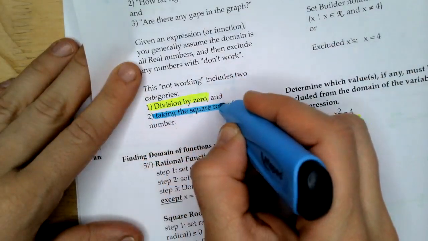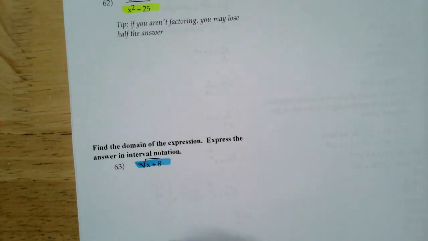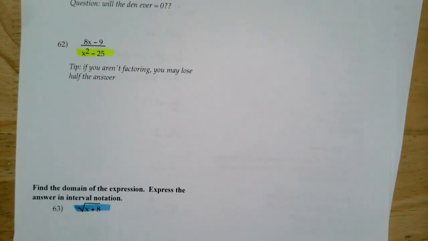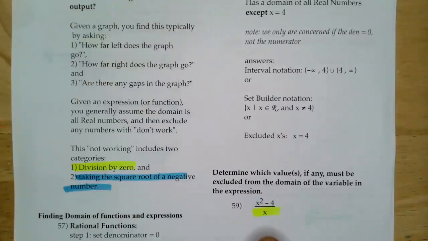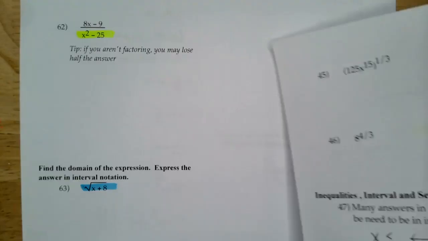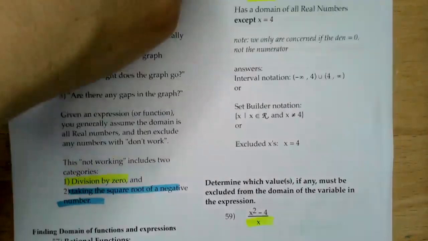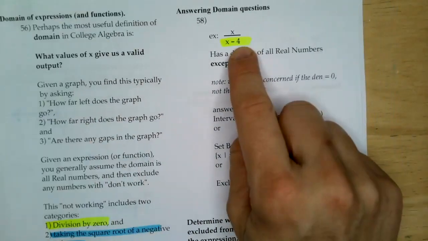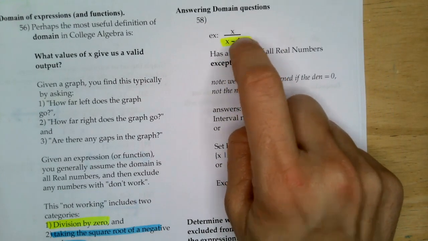taking the square root of a negative number, okay? Here we have a square root. We don't want that to be negative. If you don't have any variables in your denominator, no variables under a radical, you just say all real numbers, okay? But we can't say that because we see that there is an x in the denominator.